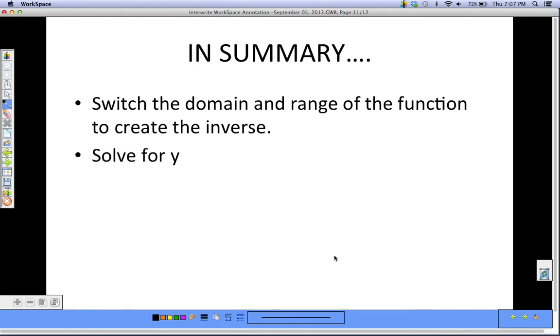All right, well, I hope you have a little bit better understanding of inverses. Just remember that an inverse from a function is switching the domain and the range of that function. We are then just solving for y, and it always needs to pass the horizontal line test first.